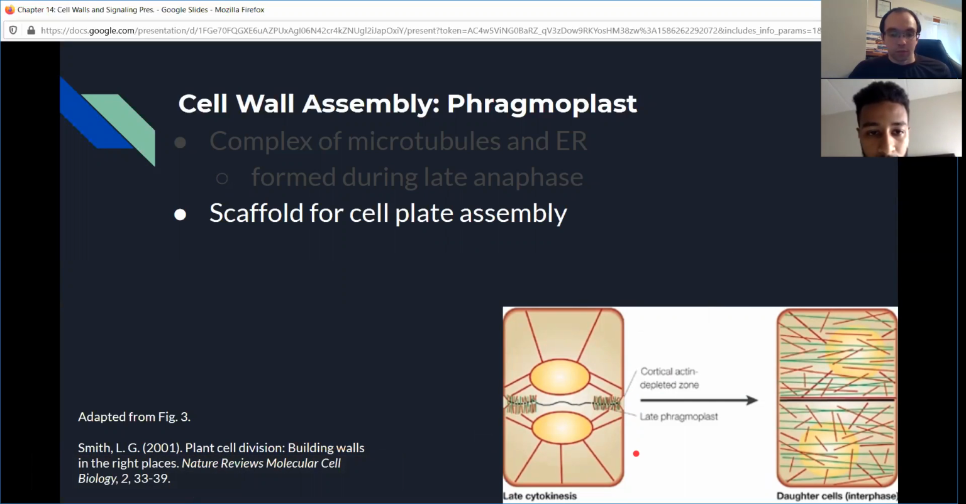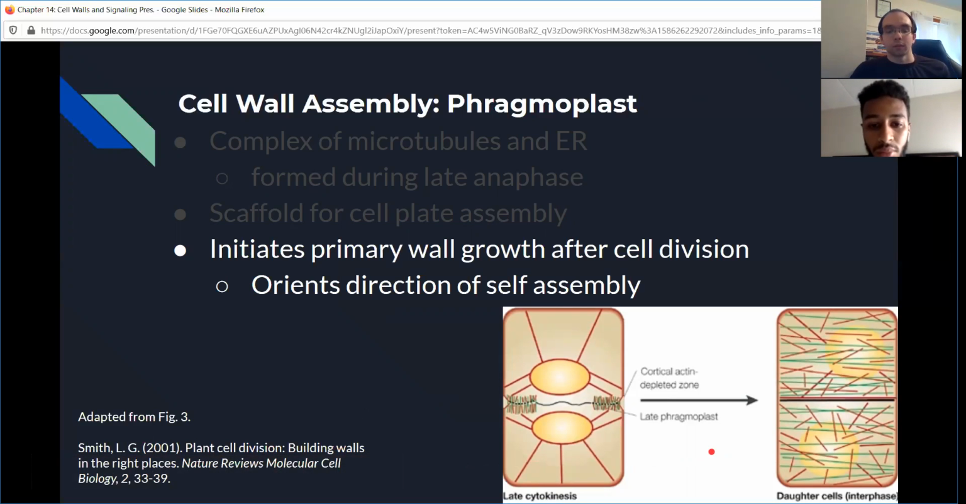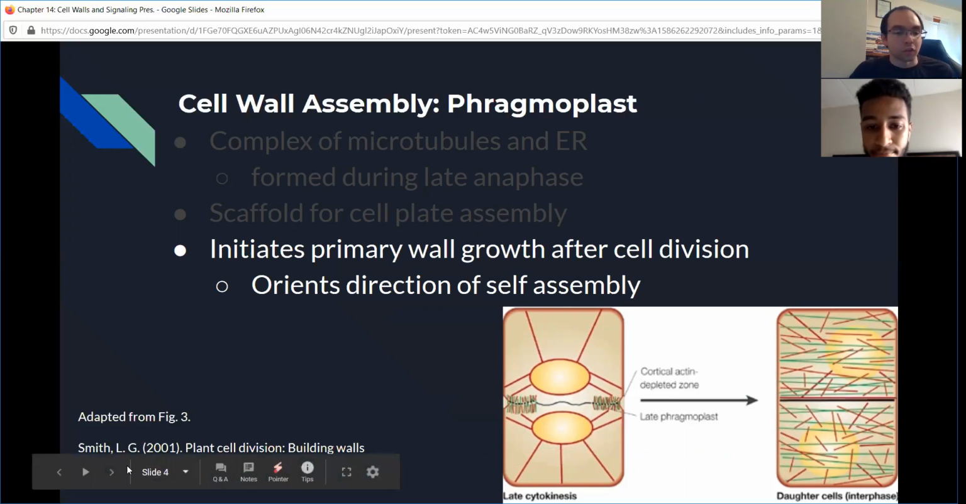You may or may not know that the cell plate is actually theoretical. It doesn't really exist, but the cell plate is just a point in the cell where everything generally lines up before two daughter cells are formed in cytokinesis. After division, the phragmoplast lays down the first pieces of the primary cell wall, which orients it for self-assembly. We'll talk a little bit more about how it does that in just a moment.